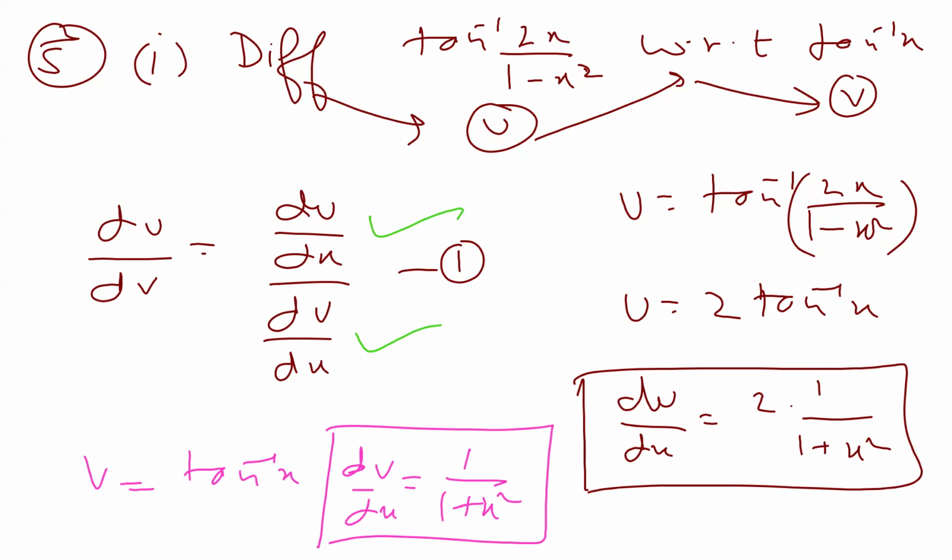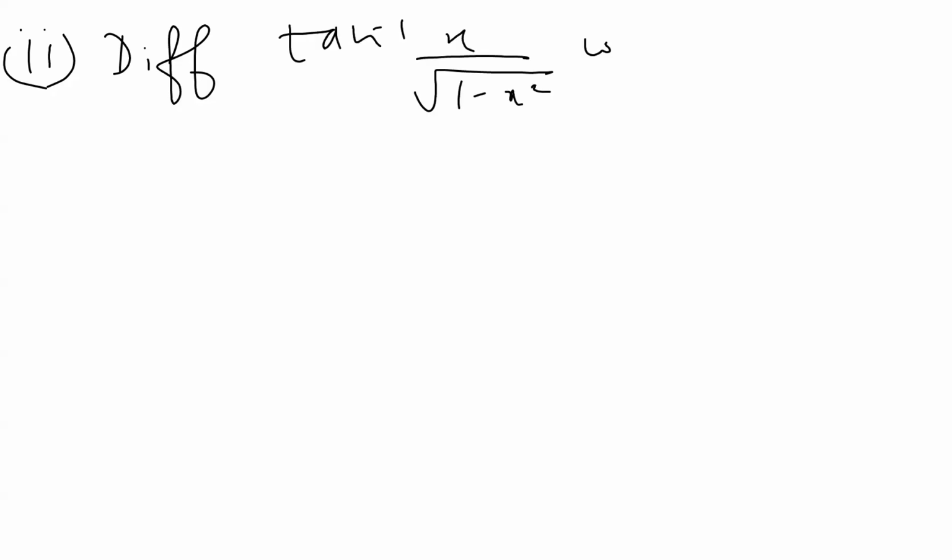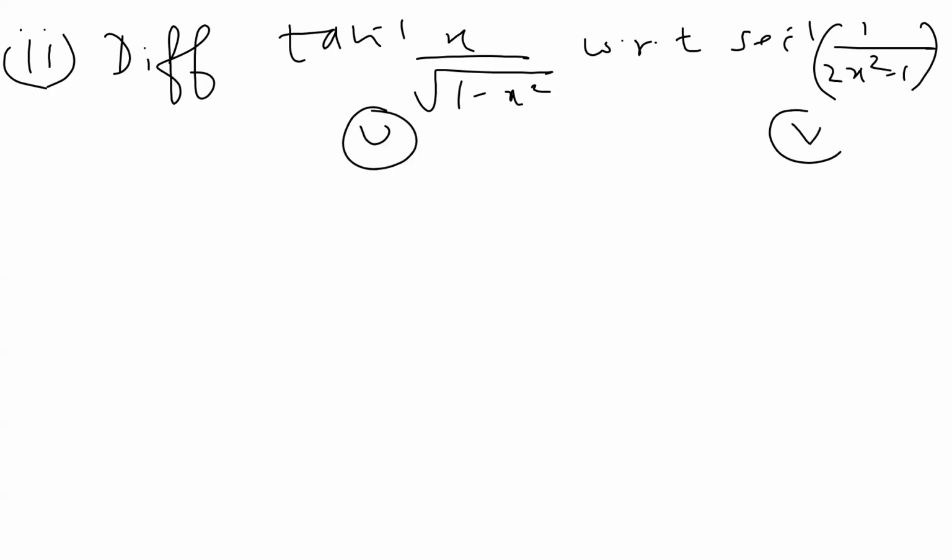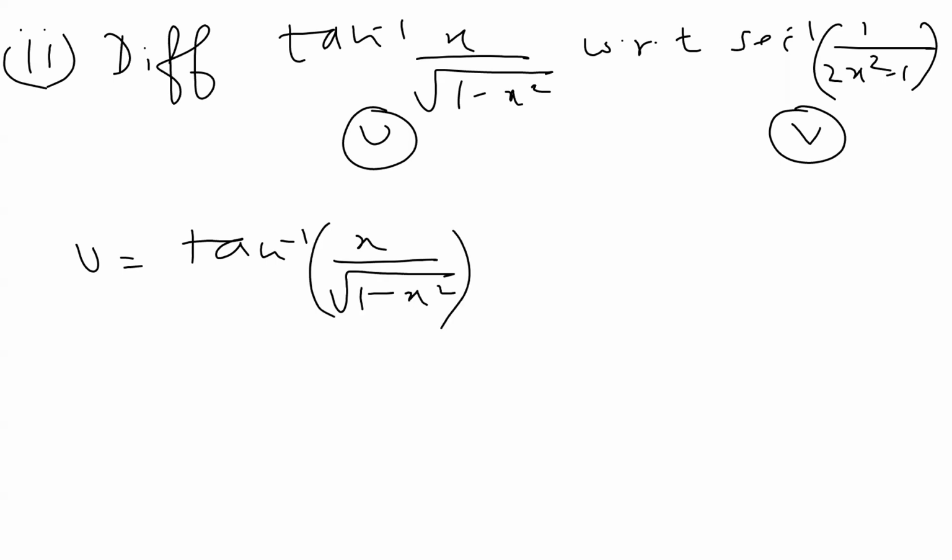Next problem. So question 2. Differentiate tan inverse of x upon root 1 minus x square with respect to sec inverse of 1 upon 2x square minus 1. Okay. So this is u and this is v. U is equal to tan inverse of x upon root 1 minus x square.